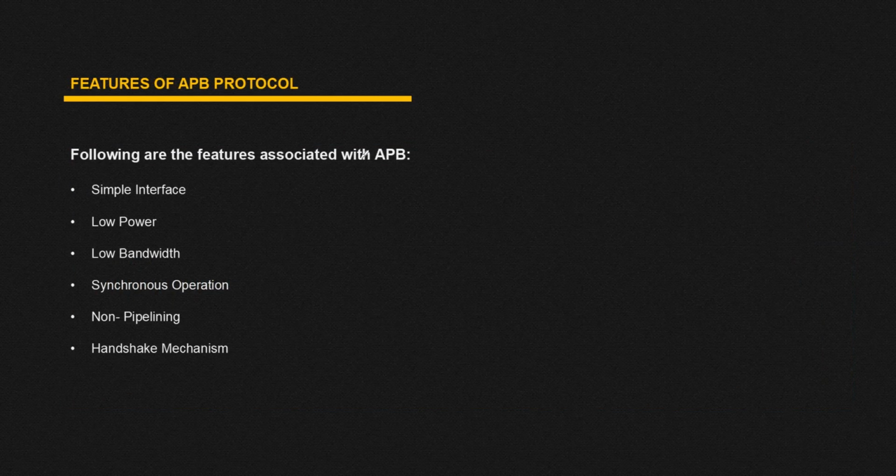Now what are the features of the APB protocol? It has a simple interface, it is easy to interface. Also it consumes low power. We have seen why APB consumes low power, and also it has low bandwidth because it is compatible with low bandwidth peripherals. Now it has synchronous operation. Synchronous operation means it depends on the clock, so it is synchronized with the clock. Suppose we have some clock, then all your signals are synchronized with the pulses of the clock. Now it is non-pipelining.